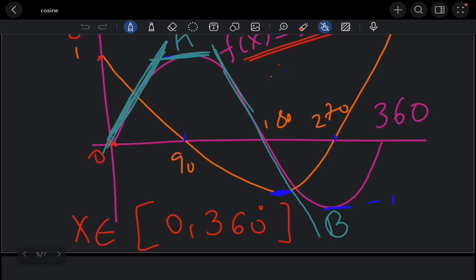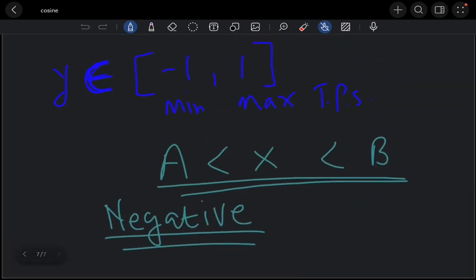It's negative. So if they ask you to give the domain in which your function is negative, then you're going to give them this one. It's where it's negative. Okay.